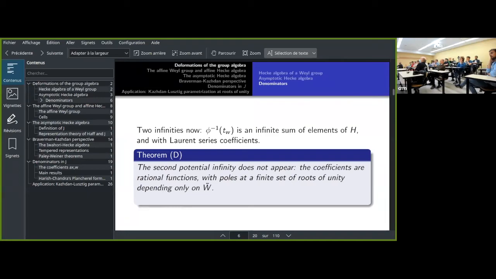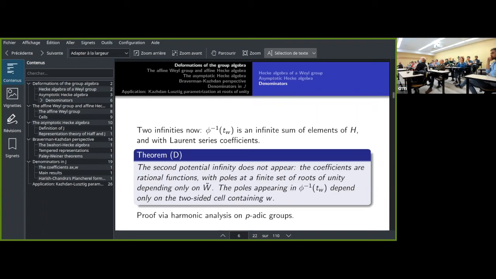This is an infinite sum of Kazhdan-Lusztig basis elements, and it's an infinite linear combination. But in fact, the coefficients are rational, and they have poles only at a finite set of roots of unity. And that set depends only on W tilde. Only finitely many roots of unity appear for any basis elements. Moreover, I'll say in a minute that there's a combinatorially important partition of the affine Weyl group. And the denominators of these rational functions depend only on this partition. They depend only on the two-sided cell containing the element w.